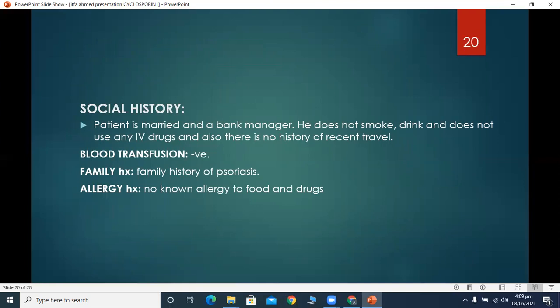He is a married man and a bank manager. He does not smoke, drink, and does not use any IV drugs. And also there is no history of recent travel.